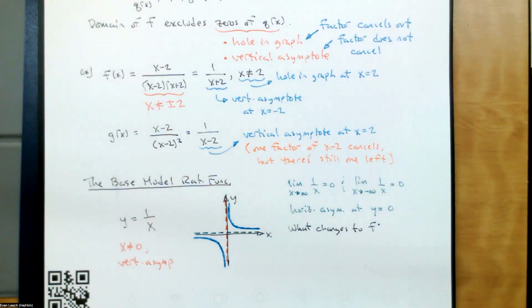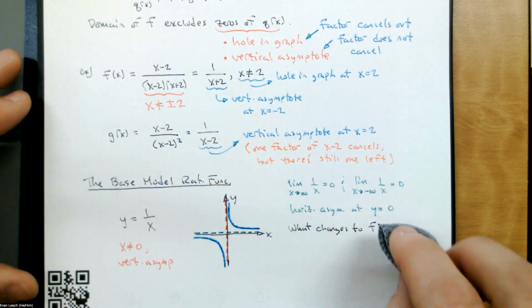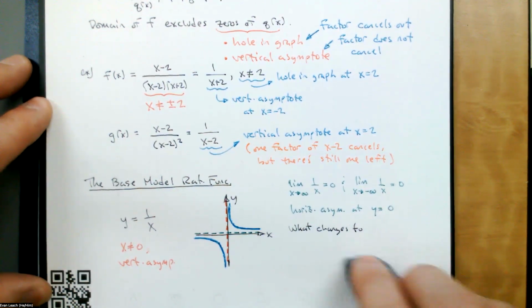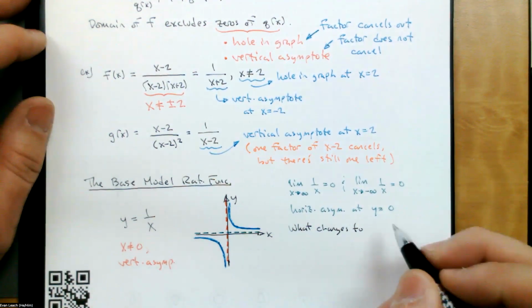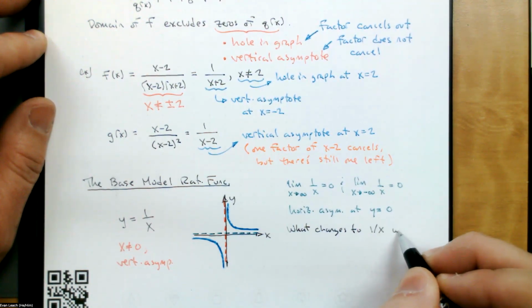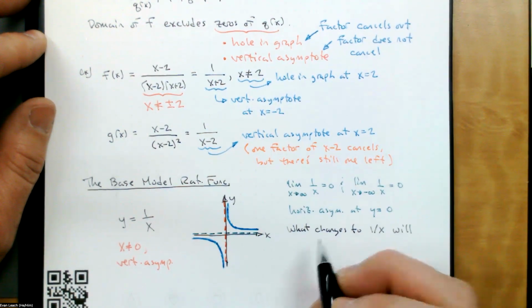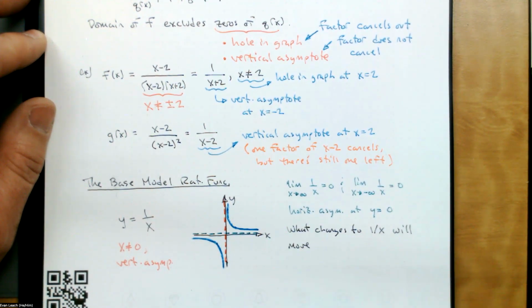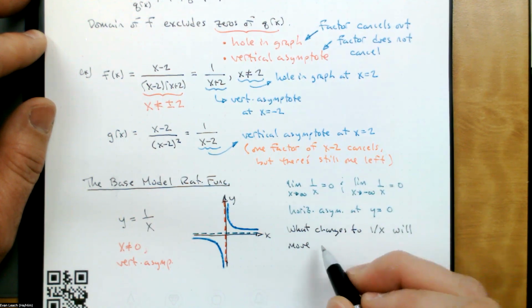Oops. I didn't call it f. So what are the changes to 1 over x that will move the vertical asymptotes and the horizontal asymptotes?